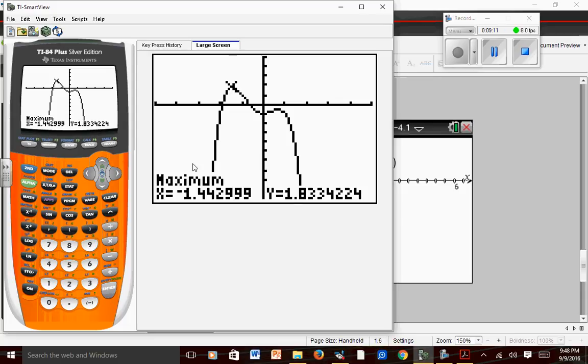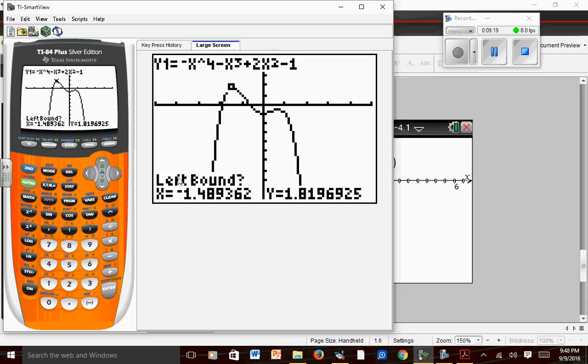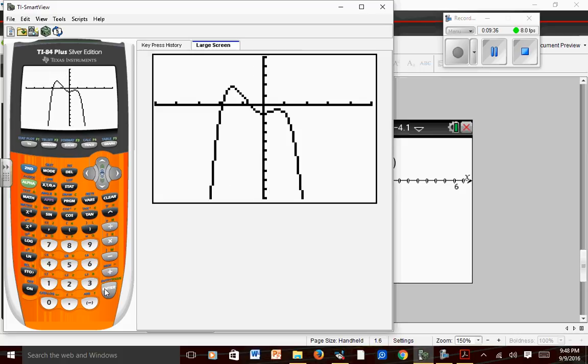If you want the minimum, same deal. You'll go to 2nd, Calculate, and now we're going to pick number 3, and we use our arrows, and we're going to put it so that at first our little cursor is a little bit to the left, and then we're going to scroll over to a little bit to the right of that point, and hit enter again and take a guess, and it'll identify, there it is, there's our minimum point. That x value, that's basically 0, and there's our y value of -1. So feel free to use that. You don't have to estimate everything, especially if your calculator can do it for you.